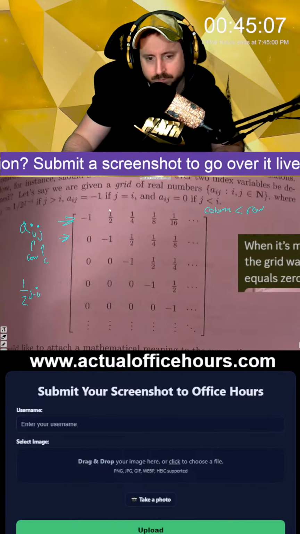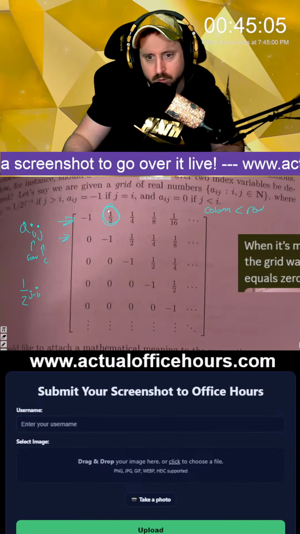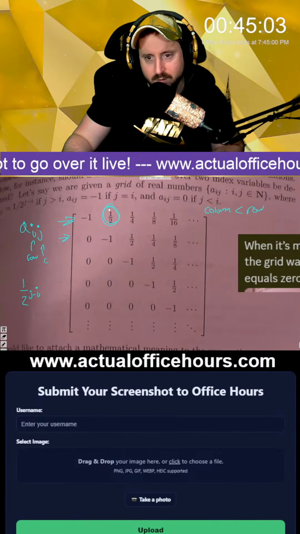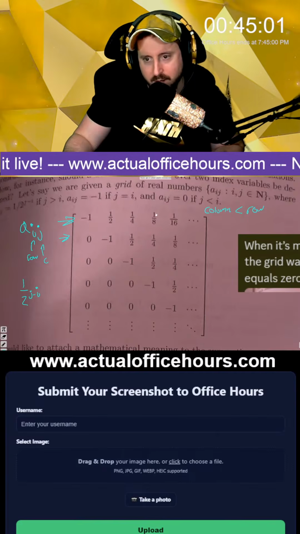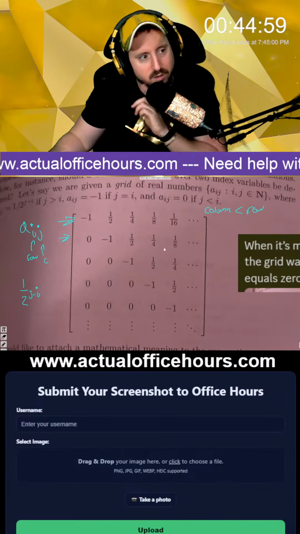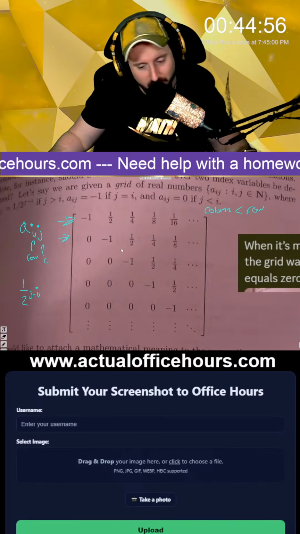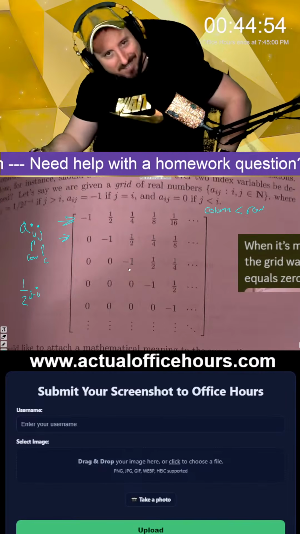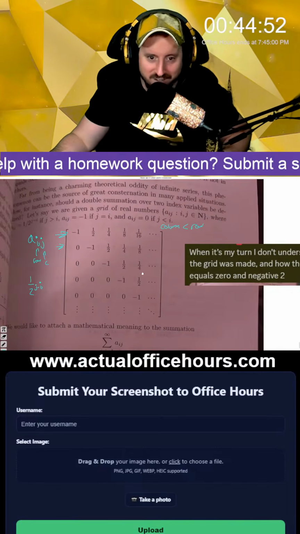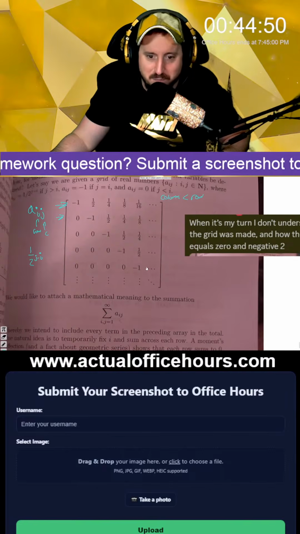Where j is the column. Okay, so this is column 2. 2 minus 1, right, that's why it's 1/2, 1/4, 1/8. Cool. Okay, I understand how the matrix is made. I'm so dumb, that makes sense. No, it's okay. You remember now? Alright, so that's how it's made.